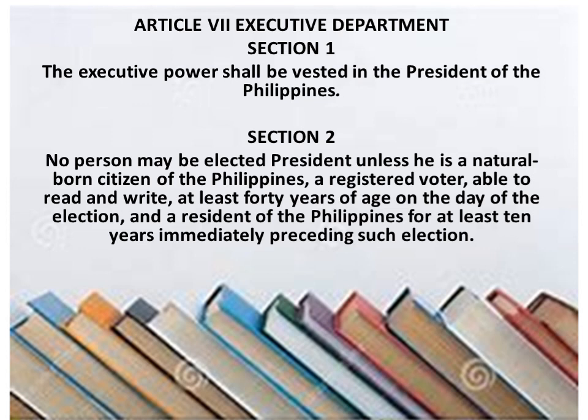Section 2. No person may be elected President unless he is a natural-born citizen of the Philippines, a registered voter, able to read and write, at least 40 years of age on the day of the election, and a resident of the Philippines for at least 10 years immediately preceding such election.